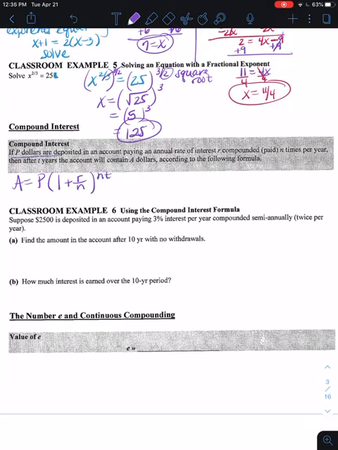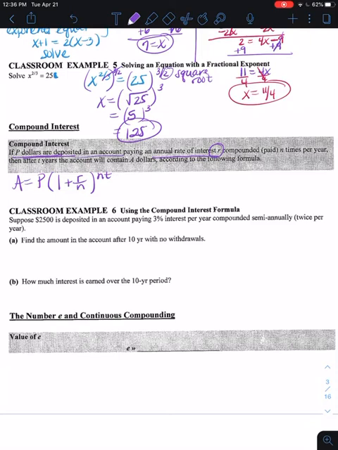All right. So if P dollars are deposited in an account, P is what you deposit into this account, or P stands for principal, the initial value. That's what you're depositing. Annual rate of interest is r. All right, so this is your APR. r is your APR. Compounded n times per year.